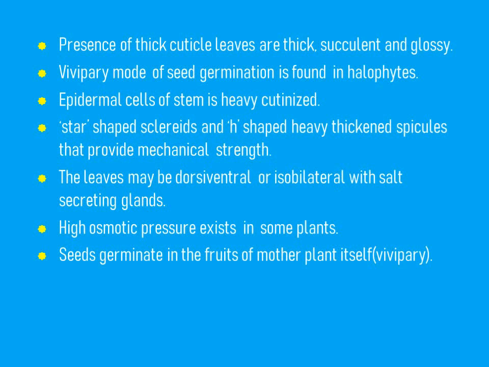And then the epidermal cells of the stem are heavily cutinized, with star shaped sclereids and H shaped spicules. Then leaves may be dorsiventral or isobilateral. The leaves contain salt secreting glands because they live in a high salt concentration, so they have the capability to excrete salt through salt secreting glands. It is found on the leaves.